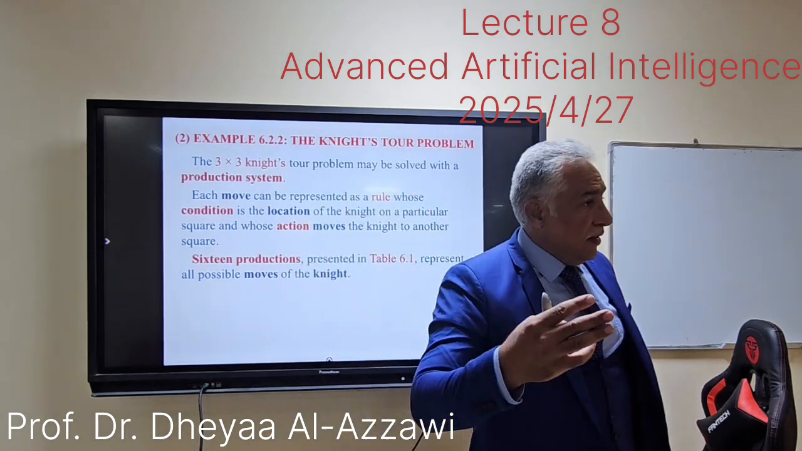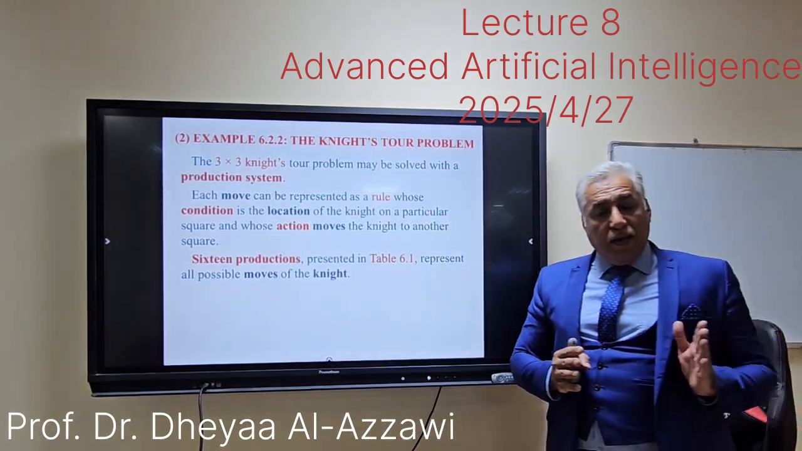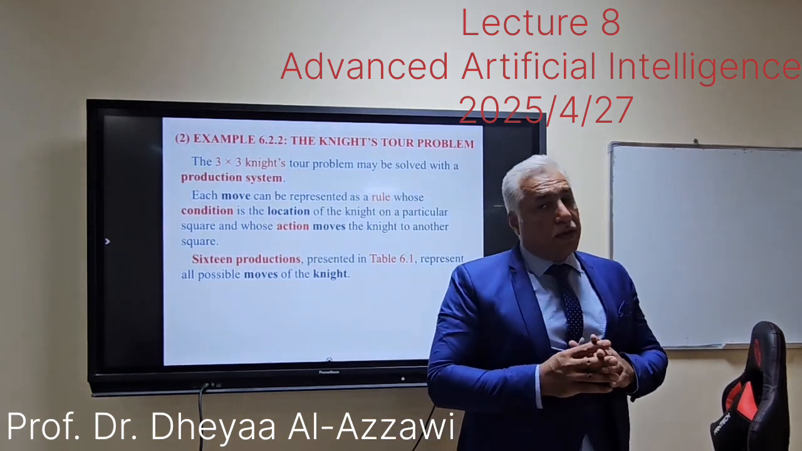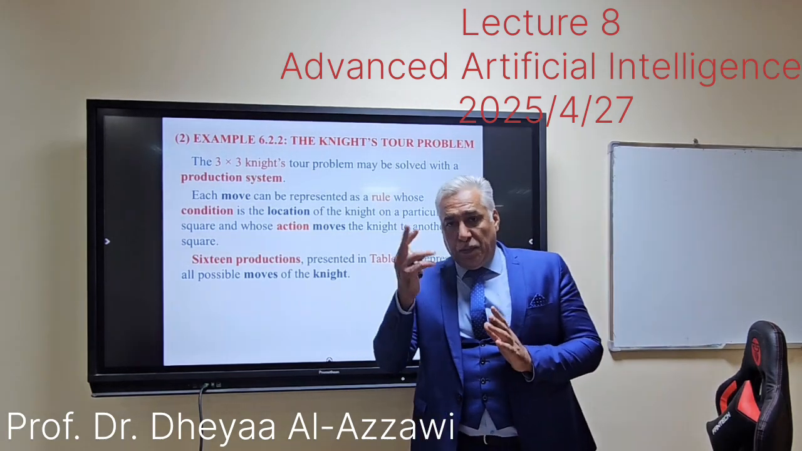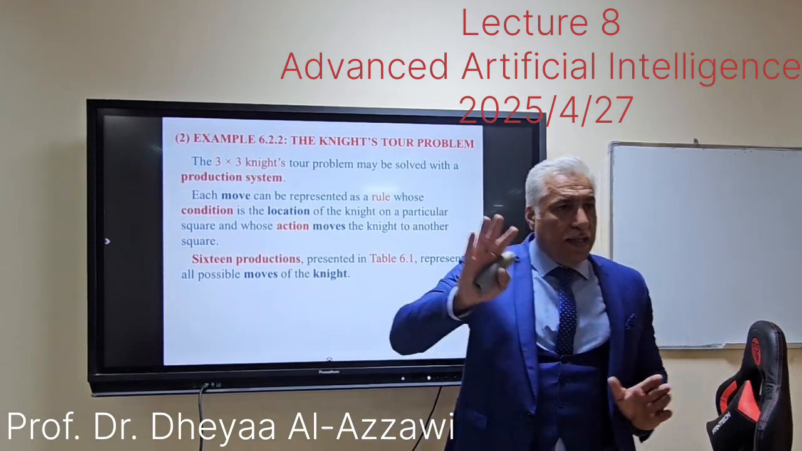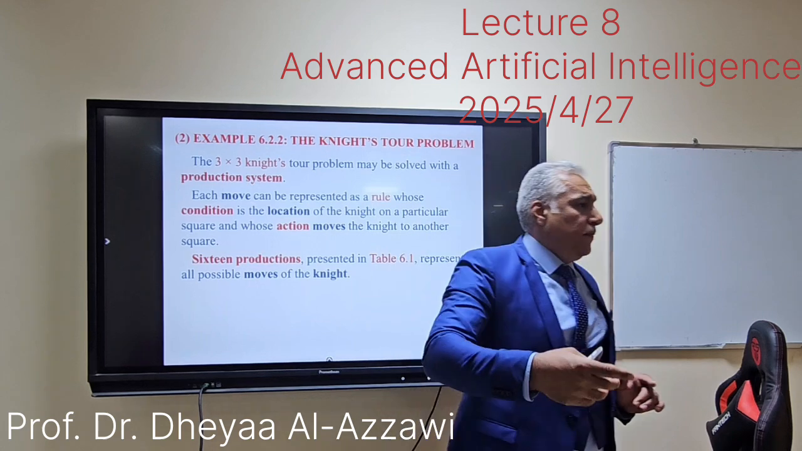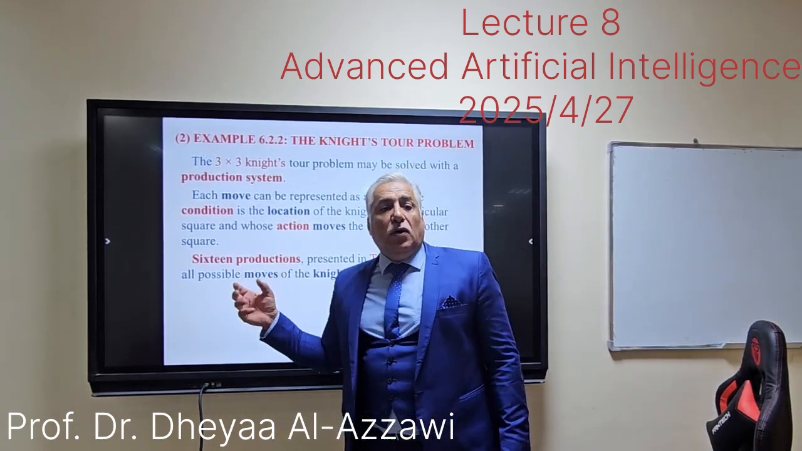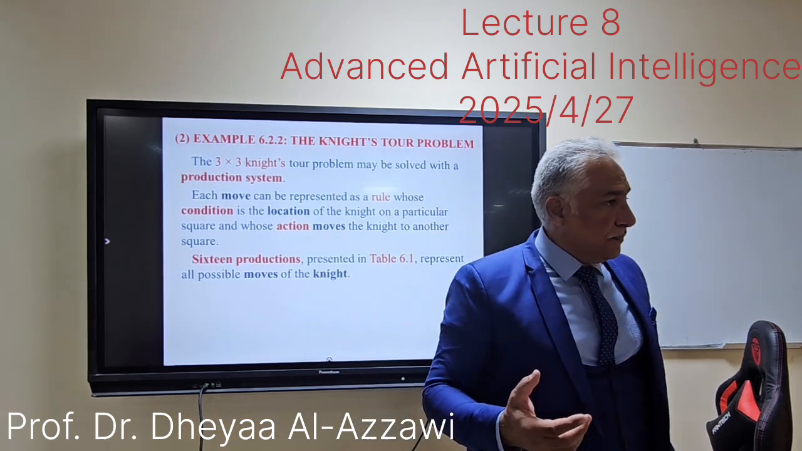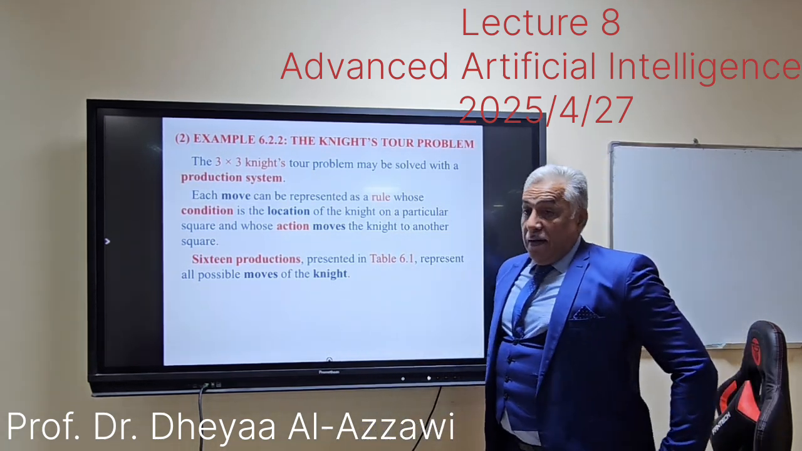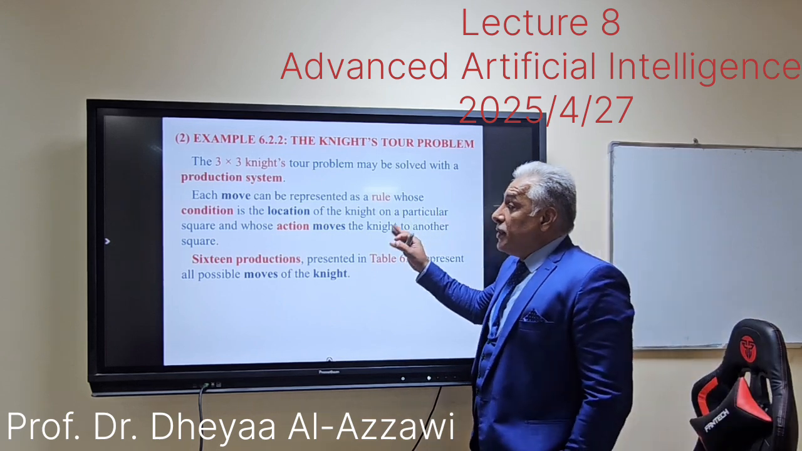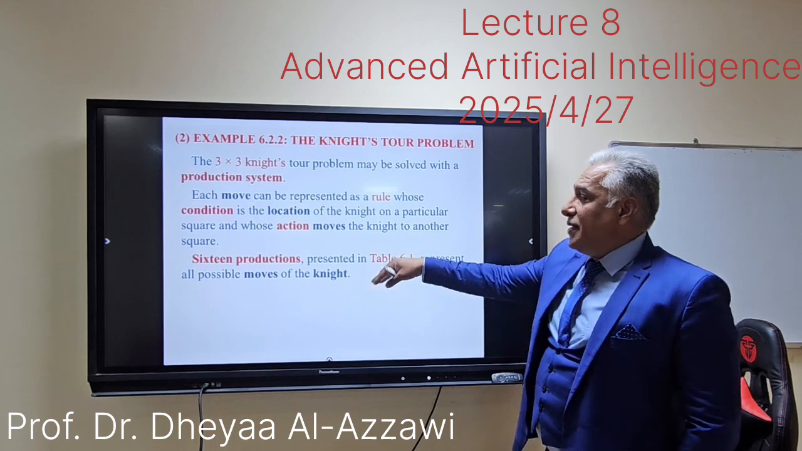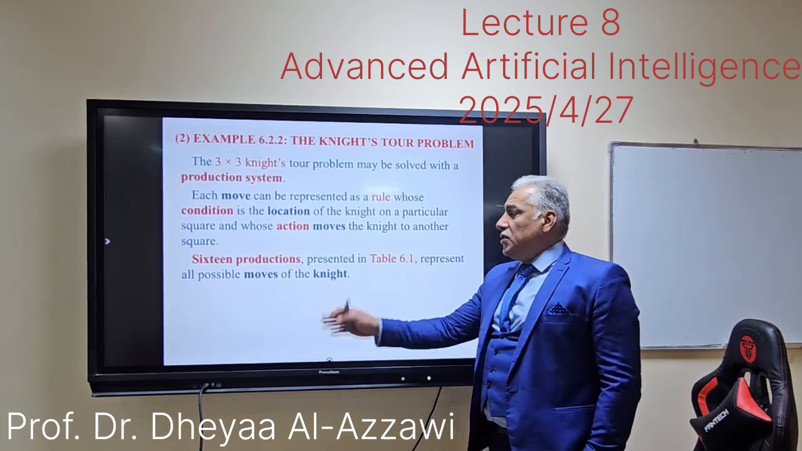And the production system, maybe you recall this, consists of three parts. The first one is the working memory, and the action part, or rule part, consists of two parts: conditions, then action, and a recycle action which decides which one of them will be firing, thus called the firing rule. Now each move can be represented as a rule whose condition is the location of the knight on a particular square, and whose action moves the knight to another square.